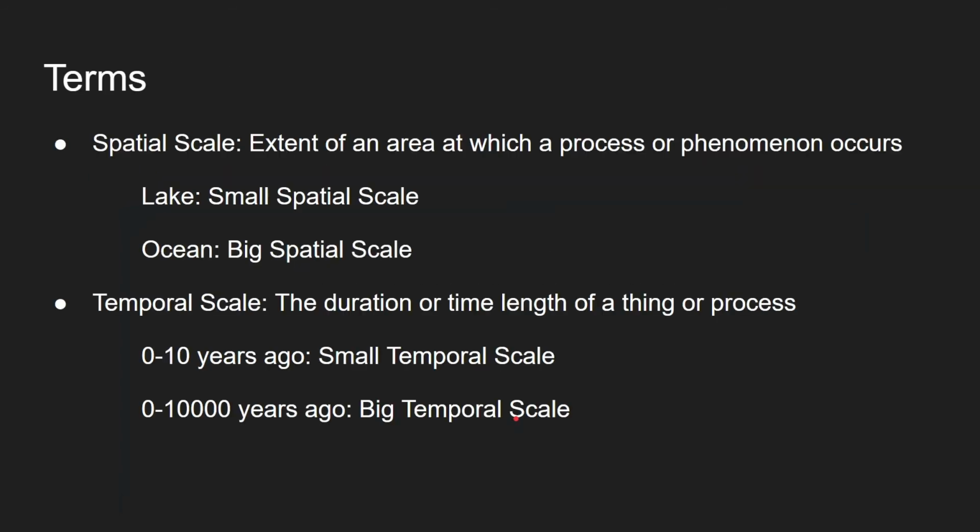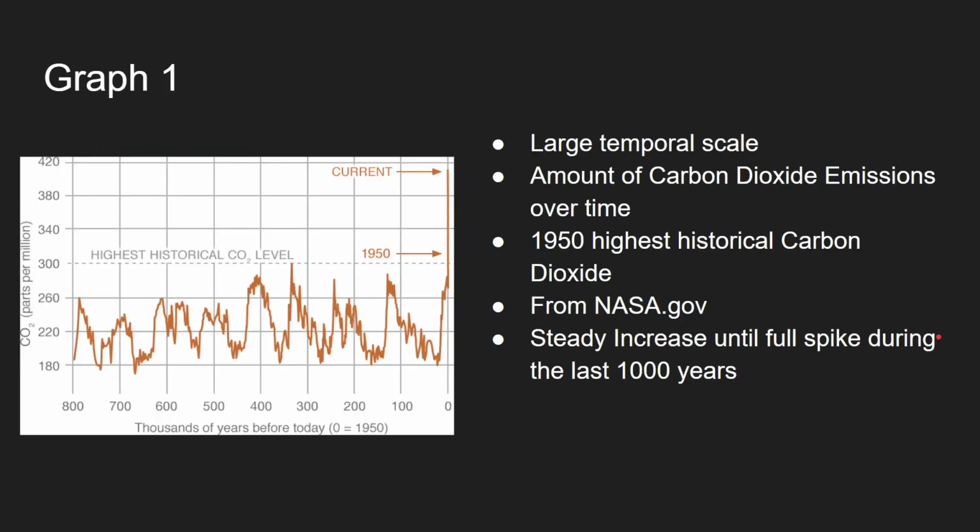Now going on to carbon and climate, spatial scale is the extent of an area at which the process or phenomenon occurs, and temporal scale is the duration of time of a thing or process. Now looking at this graph, we have a large temporal scale, the amount of carbon dioxide emissions over time, as seen from the y-axis. 1950 is the highest historical carbon dioxide, as you can see in this graph. This is from nasa.gov, so it is reliable, and shows a steady increase until a full spike in the last 1,000 years. As you can see, it's a steady increase and then just a big spike up.